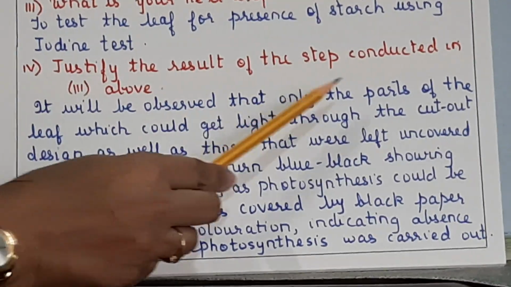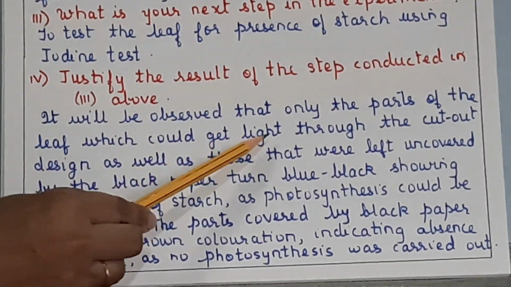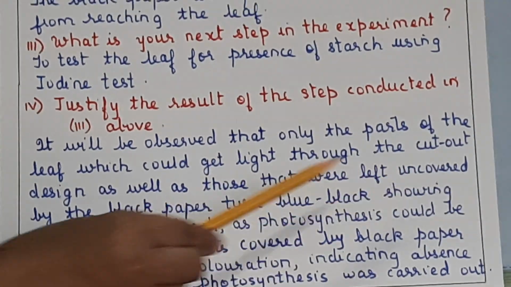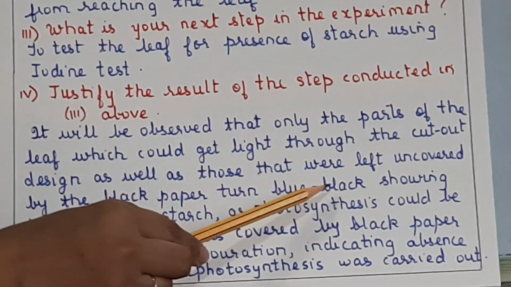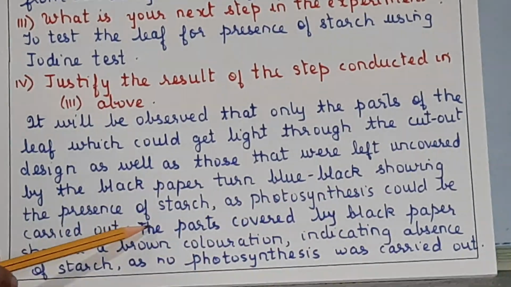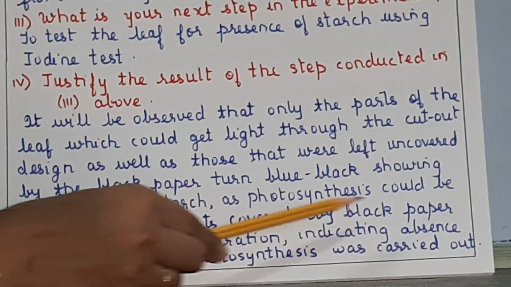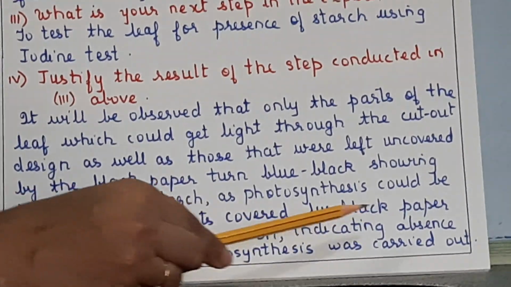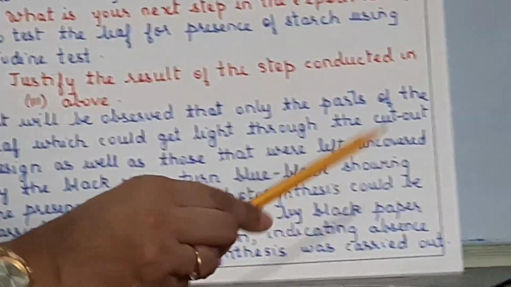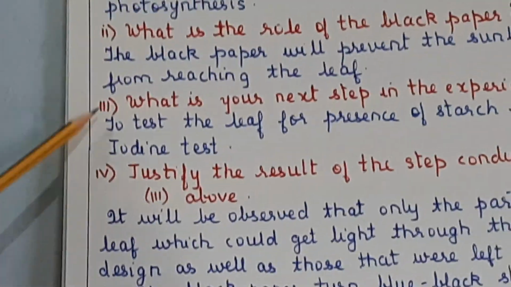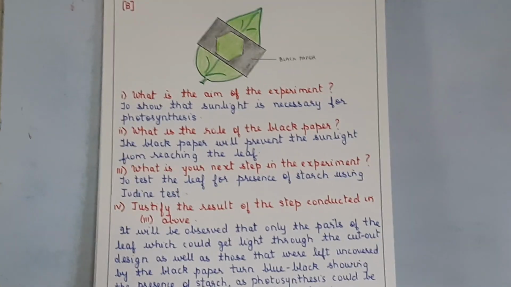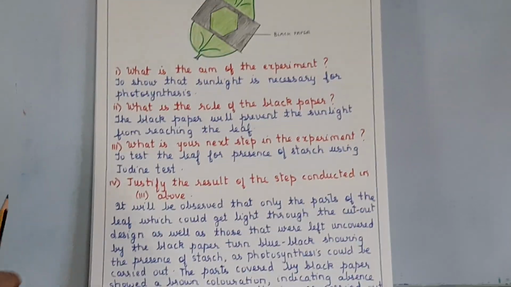It will be observed that only the parts of the leaf which could get light through the cutout design as well as those that were left uncovered by the black paper turn blue black, showing the presence of starch as photosynthesis could be carried out, and the parts covered by the black paper showed a brown coloration, indicating the absence of starch as no photosynthesis was carried out. Okay, clear? Again, this is 5 marks, 1, 1, 1 and 2. One of these experiments will be there in the test. Now we'll have a look at the next experiment.